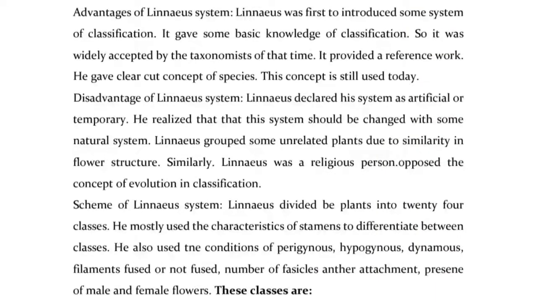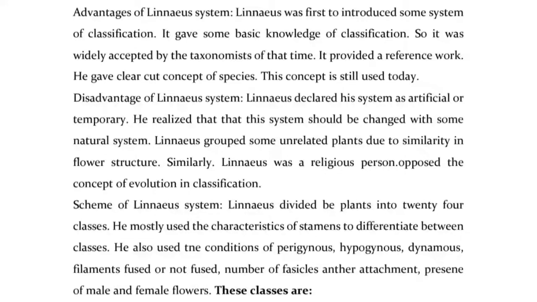Advantages of the Linnaeus system. Linnaeus was the first to introduce a system of classification. It gave some basic knowledge of classification, so it was widely accepted by the taxonomists of that time. It provided a reference work. He gave a clear-cut concept of species. This concept is still used today.